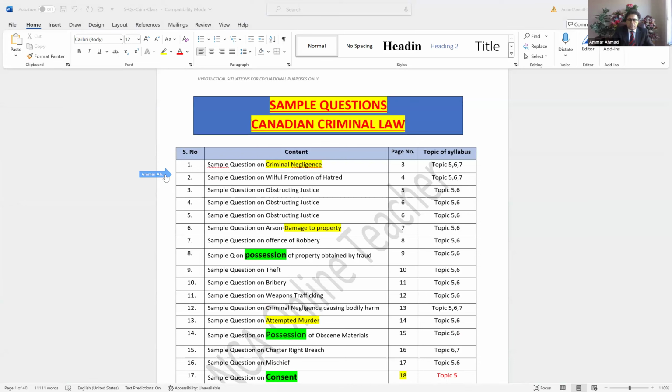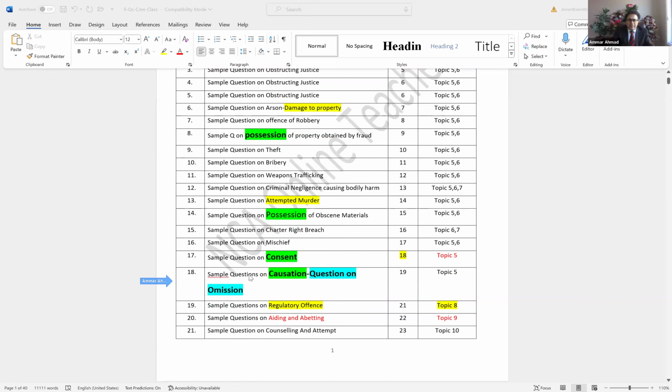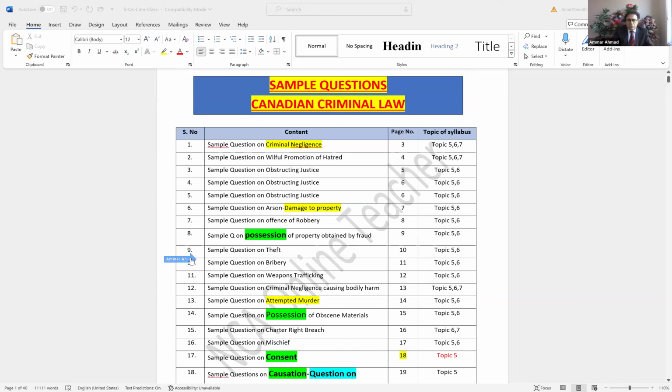For example, let's have a quick look at a few of the topics. One question is on criminal negligence, then one on willful promotion of hatred, then questions on damage to property, robbery, possession, theft, and bribery. As advised earlier, these are just hypothetical questions for educational and academic purposes only. These are questions relating to topic 5 of the NCA syllabus. This is how the scheme of my question is. This is the topic of the question, on which topic the question is.